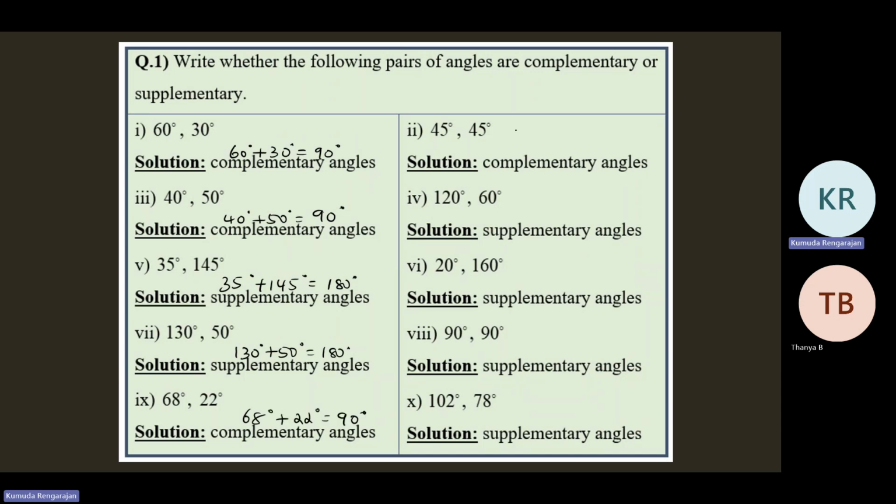Complementary angles. 45 degrees plus 45 degrees is equal to 90 degrees, complementary angles. 120 degrees plus 60 degrees is equal to 180 degrees, supplementary angles. 20 degrees plus 160 degrees is 180, so supplementary. 90 plus 90 is 180, supplementary. And 102 degrees plus 78 degrees is equal to 180 degrees, so they are supplementary angles.